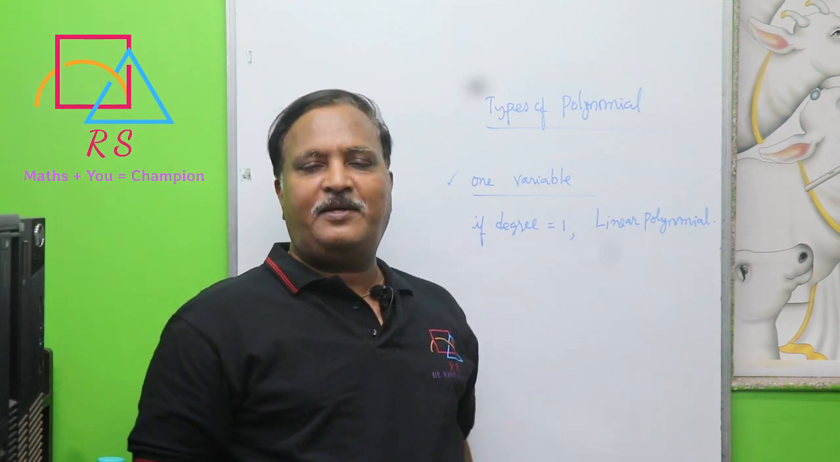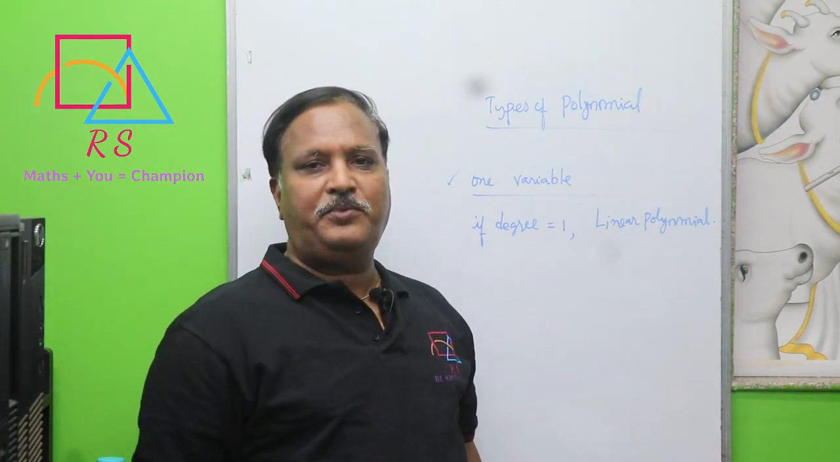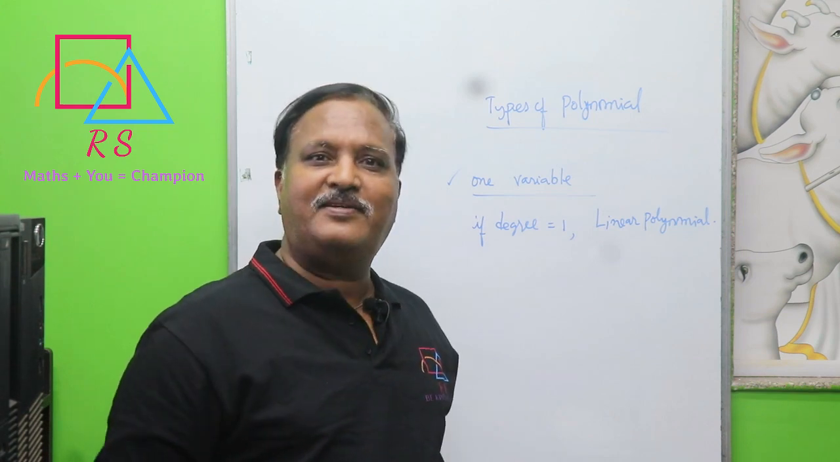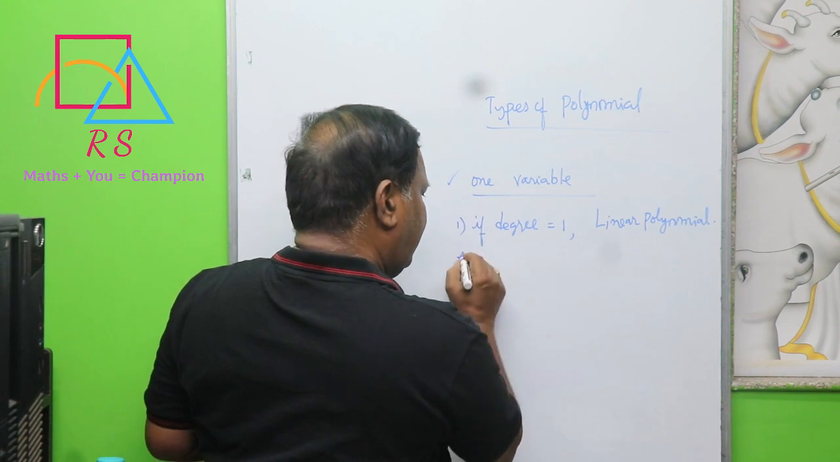Nowadays, mobiles and computers are at your hand. You can try to draw a graph of a polynomial. Choose a polynomial and draw the graph. So now, let us go to another one.